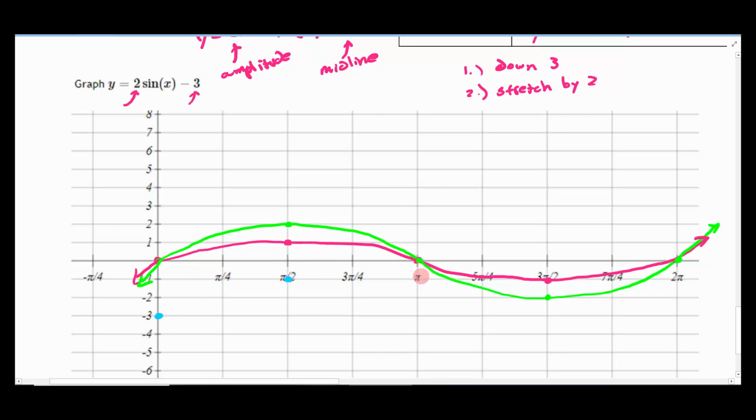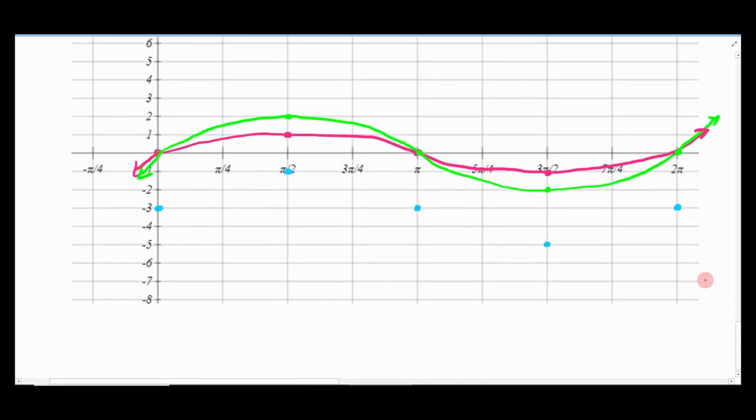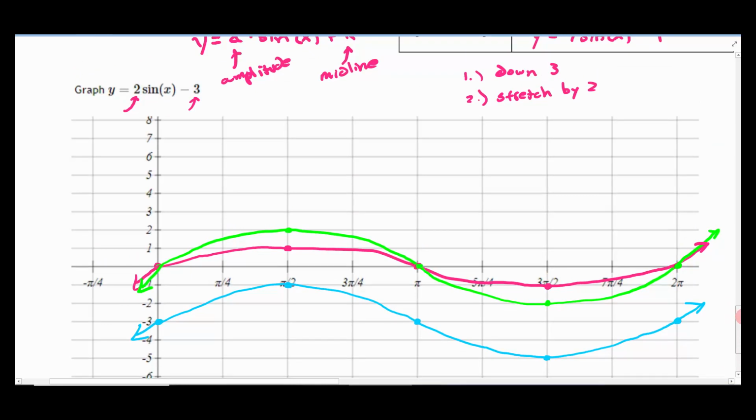This one's at 0, so 1, 2, 3. It ends up at -3. This one is at -2, so 1, 2, 3. This one ends up at -5. And then this one is at 0, so 1, 2, 3. There we go. So now we have our 5 points. All I got to do now is just draw my final wave. And there we go. So this would be the one that we end up with when we do both transformations.